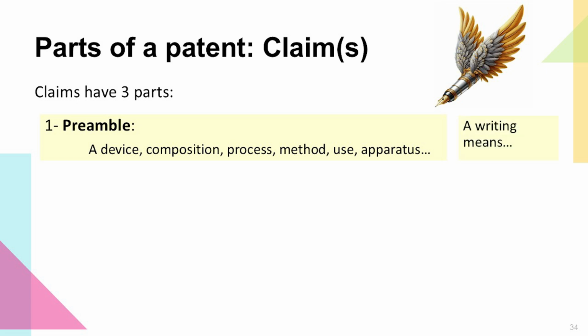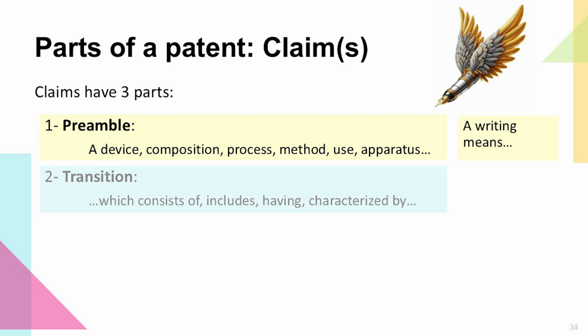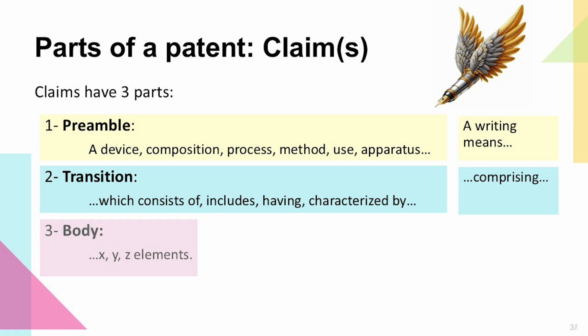So, a writing means, this would be followed by a transitional phrase that joins the preamble to a recitation of the elements of the invention to be protected or secured by way of a patent. So, in our case, it could be wherein our patent is consisting of AB filled with EF that has further XYZ elements. Then there is the body of the claim.